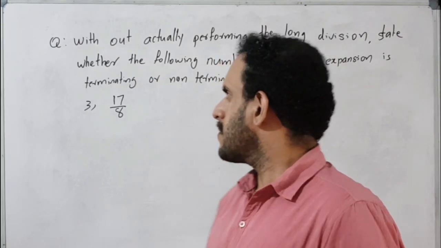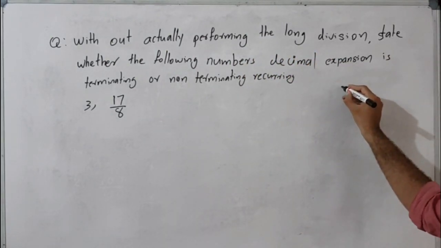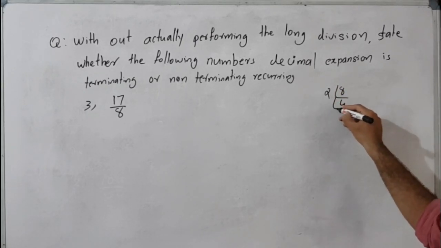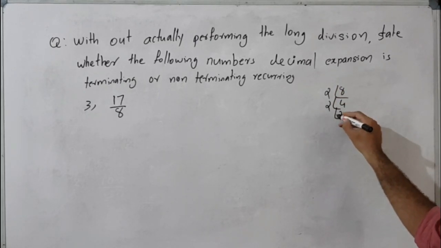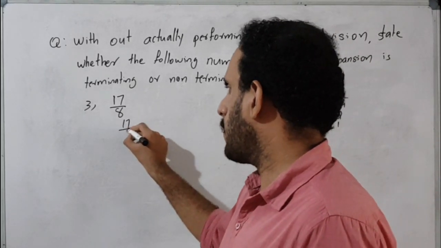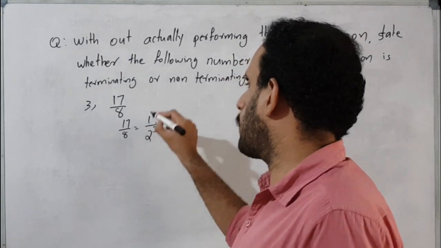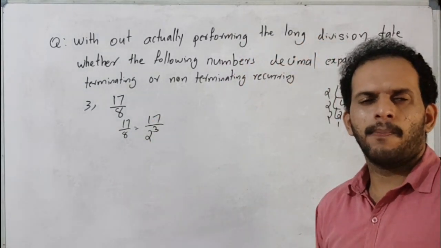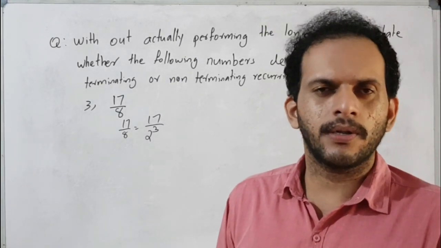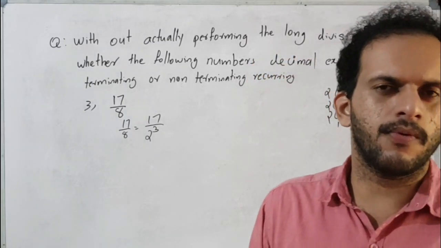The third example is 17 by 8. For that, first we factorize 8. Correct? 8, 2, 4, 2, 2, 1. Then we write 17 by 8 is equal to 17 by 2 raised to 3. Then what is the prime factorization of the denominator? It is in the form of 2 raised to n into 5 raised to m.